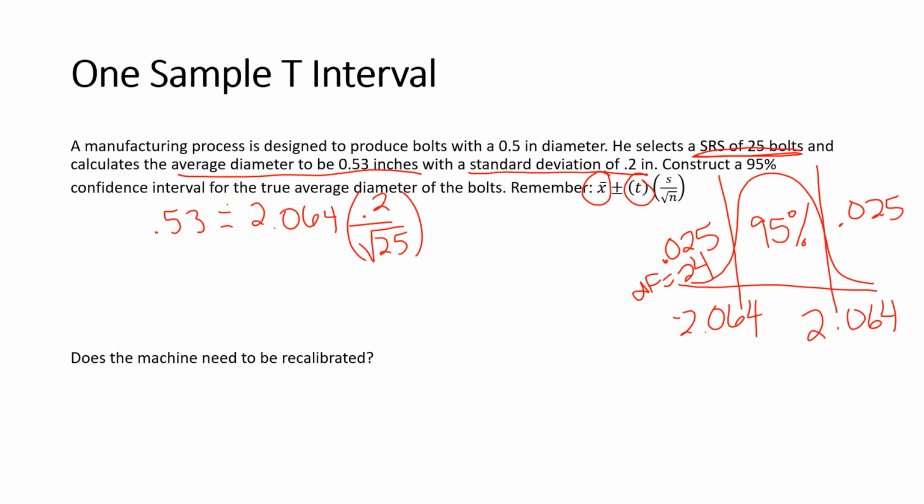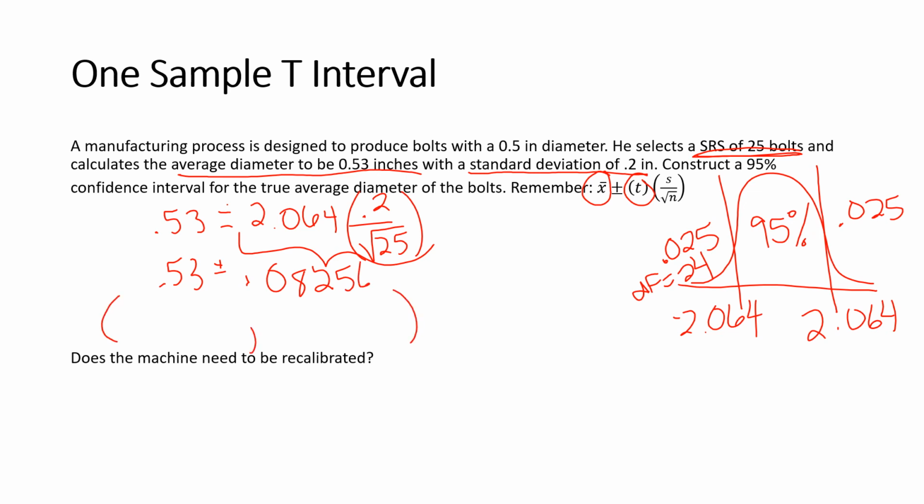And we're just going to bust out the calculators here and go through and compute this interval. I'm going to start by calculating the margin of error. So I'm going to type this in all together here. 2.064 times 0.2 over the square root of 25 is 0.08256. That's our margin of error.